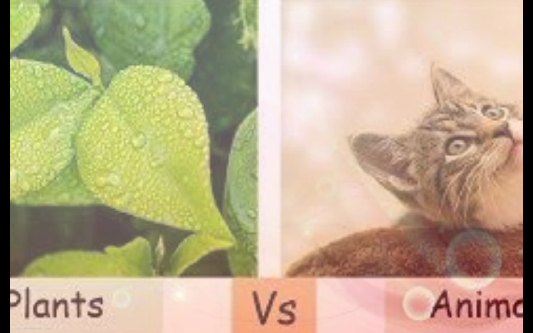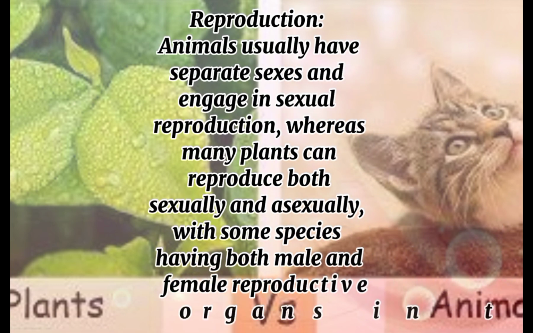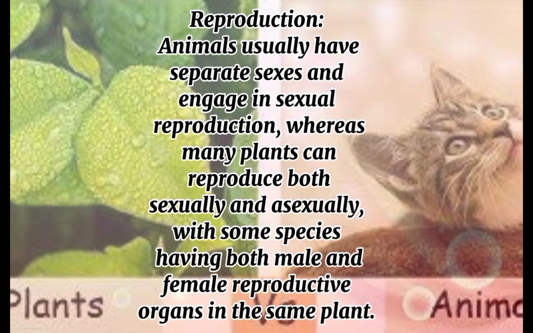produce their own food. Reproduction. Animals usually have separate sexes and engage in sexual reproduction, whereas many plants can reproduce both sexually and asexually, with some species having both male and female reproductive organs in the same plant.